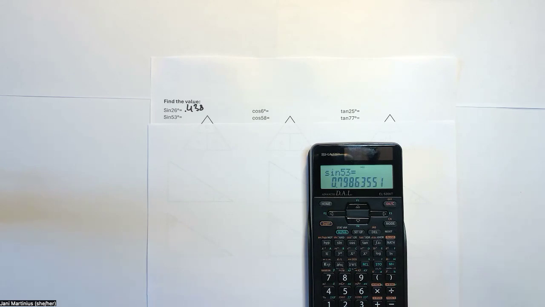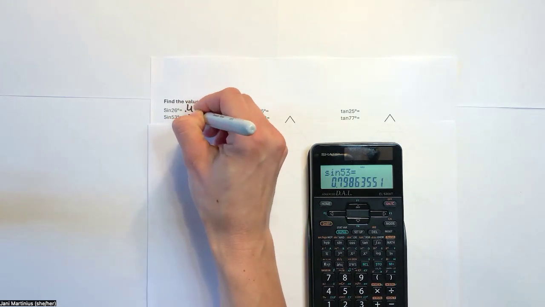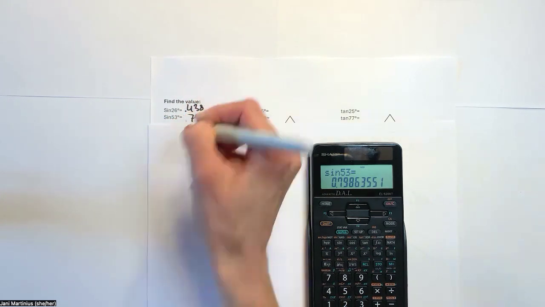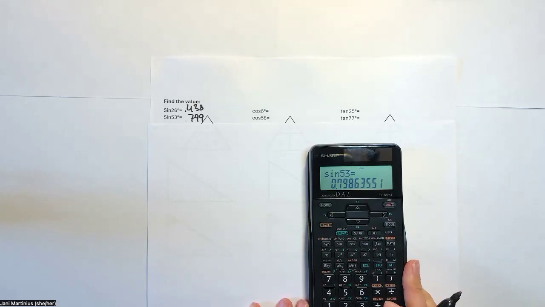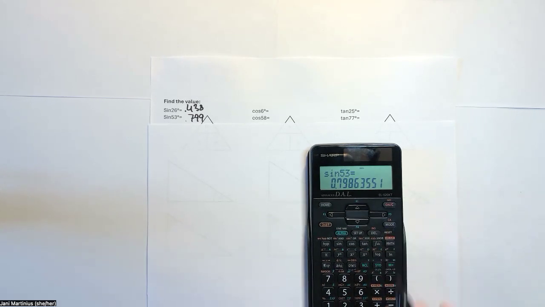So sine 53.79, and here we can round, so 0.799. I like to talk out loud when I write down numbers and when I'm reading them. It's an extra way for me to double check that I punched things in right and that I'm actually copying down the correct numbers.